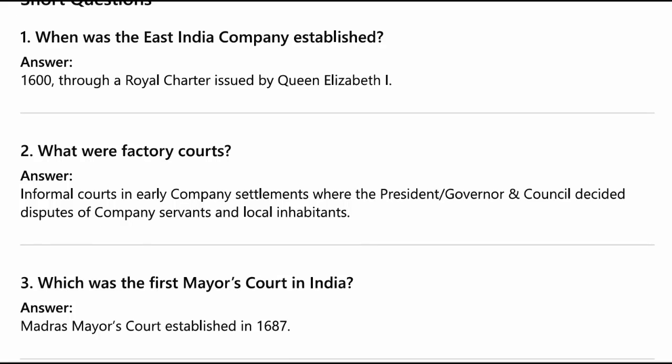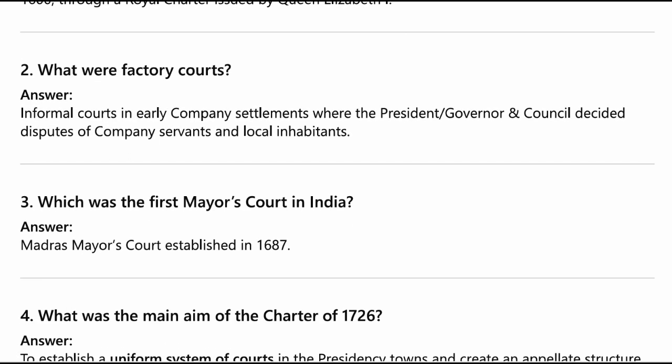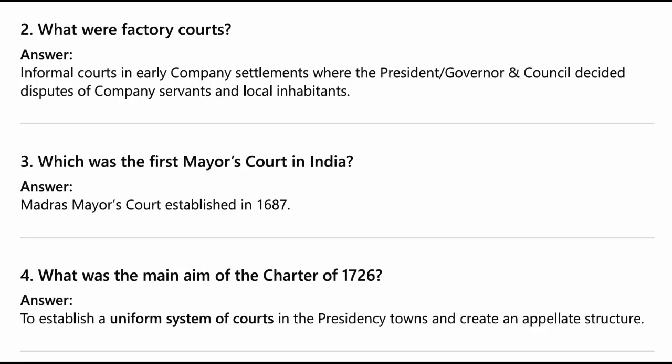Let us look at few question answers. When was the East India Company established? It was established in 1600 by Queen Elizabeth I under the Royal Charter. What were factory courts? These were informal courts in the early company settlements where the president or the governor and council decided disputes of company servants and the local inhabitants.